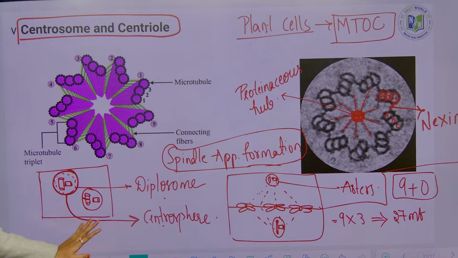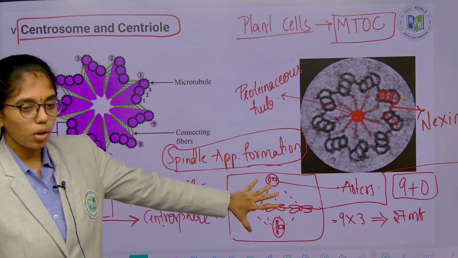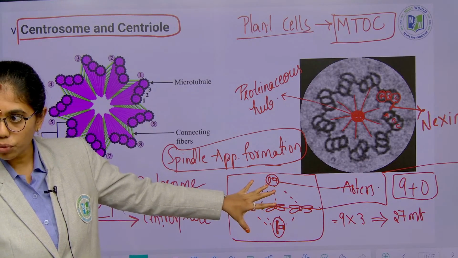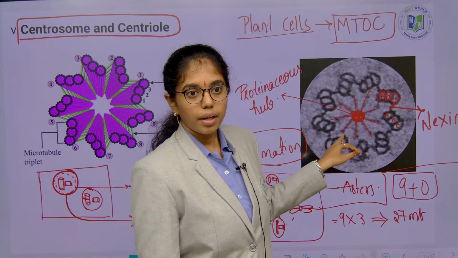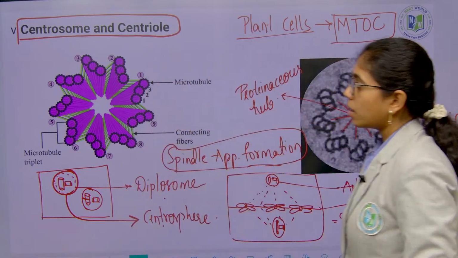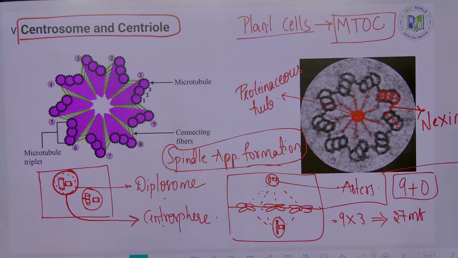Here what you have to remember? Their duplication happens in which phase, what is their role, how the spindle apparatus are being moved, and what is this cartwheel organization. Right? Clear till here? Shall we move on to cilia and flagella?